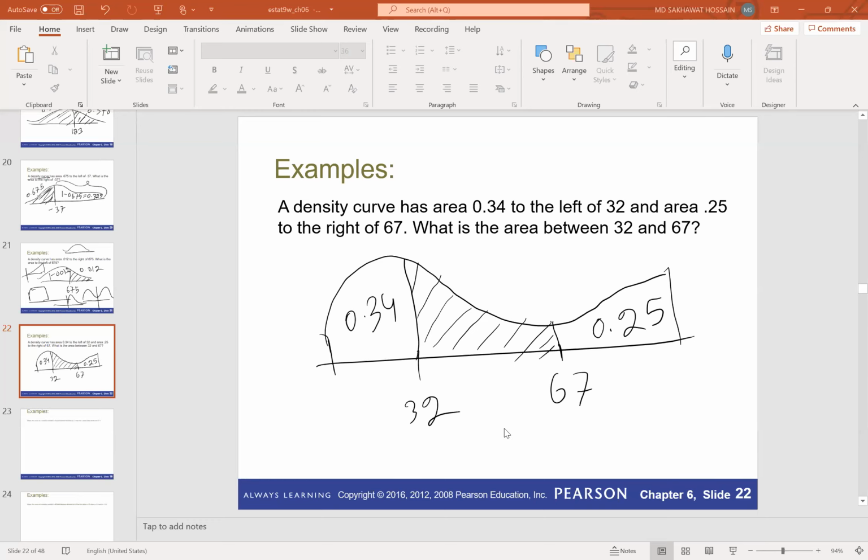Yeah, I think it should be 0.41 because the total area is 1. So basically it will be 1 minus 0.34 minus 0.25. Yeah, I think this is 0.41.